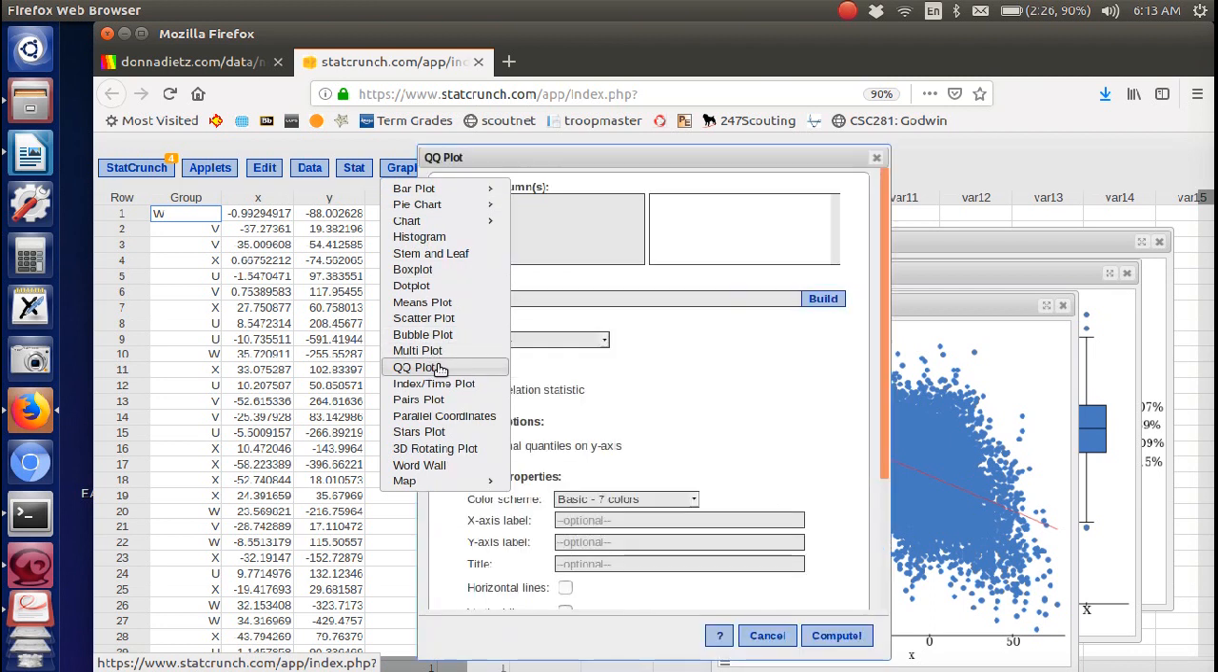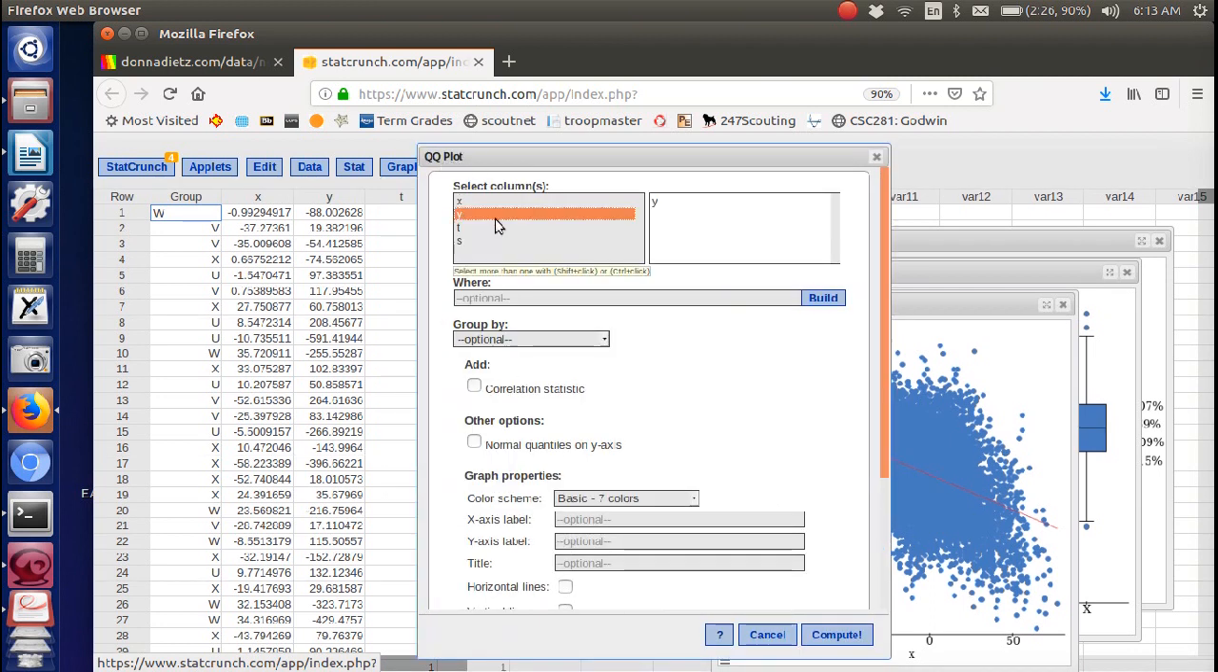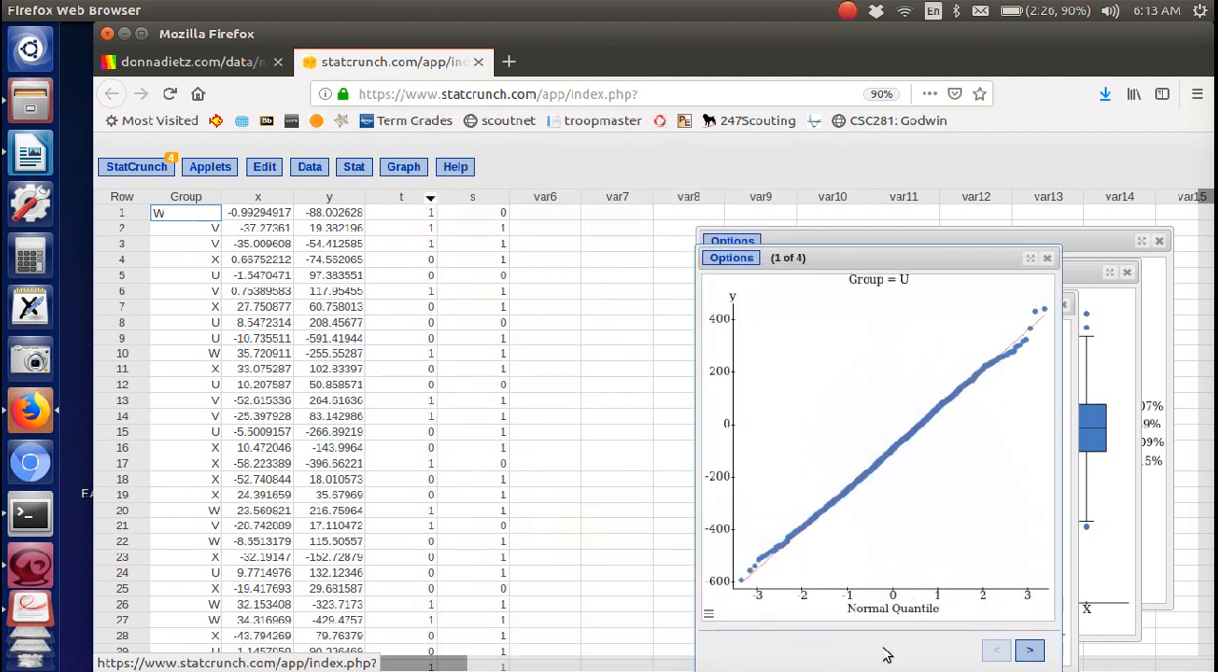Graph, QQ plot, and just pick, you know, X or Y. I'm picking Y. Group by group. And then you can see that our group Y values are fairly normally distributed. So this is a test for normality if you do a QQ plot.